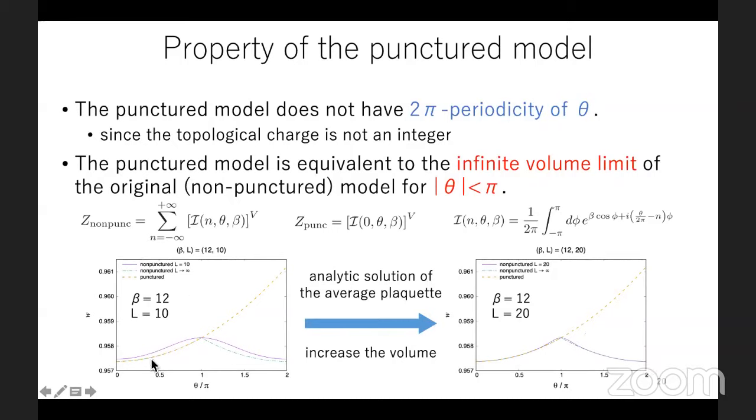On the other hand, this orange line corresponds to the observable of the punctured model. This is volume independent. You can see that up to theta equal pi, the infinite volume result and the punctured model result agree with each other. So even if we put a puncture, we can get information about the infinite volume limit of the original model.